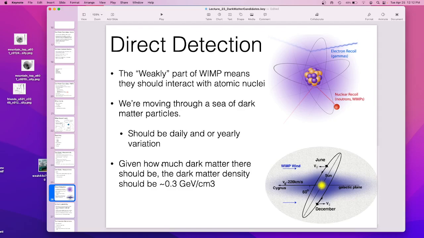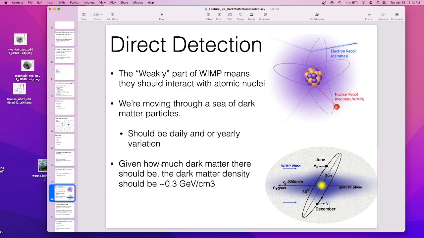So here is us. Here is the Earth moving around the sun, and the whole system moving around the galaxy, right? So we're traveling in that direction. Sometimes we're going this way, sometimes we're going this way, sometimes we're going that way.